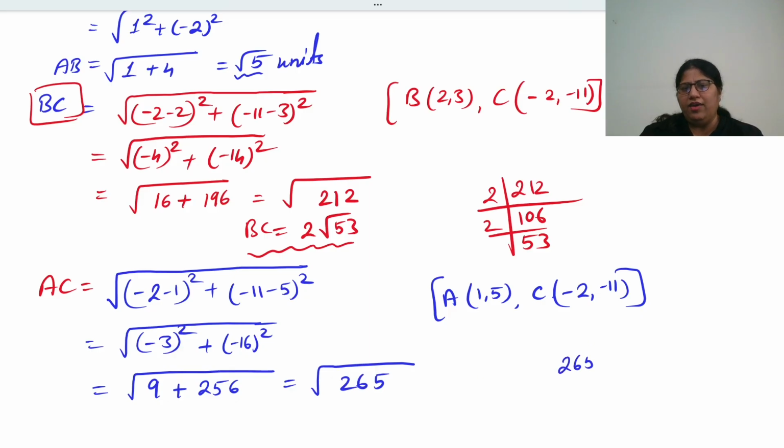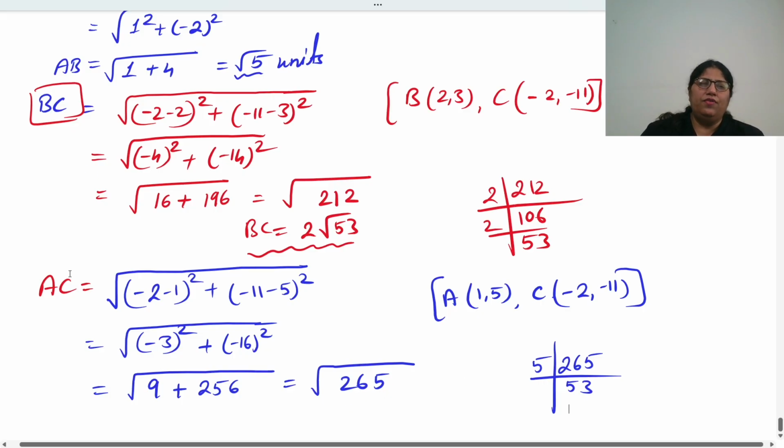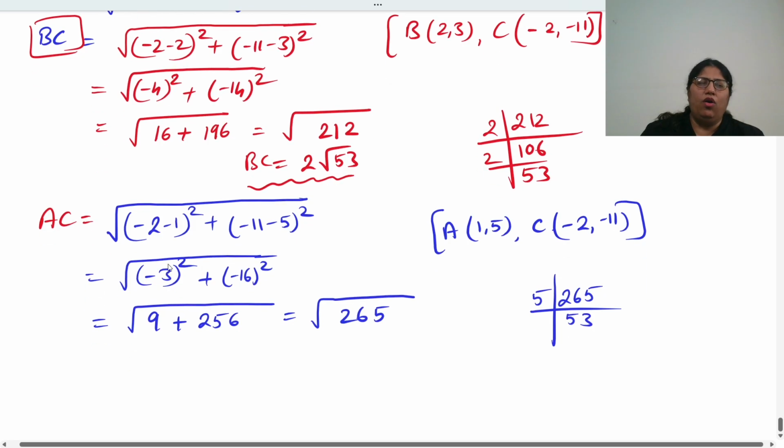Now again do prime factorization to check what is the simplest form. 5 fives are 25, 5 threes are 15. So 53 is already a prime number. So root 265, you can't do any further simplification. Now I got all the three lengths.